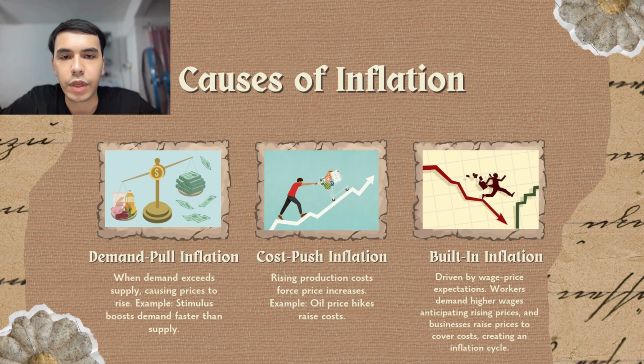So to summarize, inflation is caused by various factors. Demand-pull inflation occurs when demand exceeds supply. Cost-push inflation results from rising production costs, and built-in inflation stems from expectations of rising prices. Understanding these causes is crucial for policymakers and economists as they work to manage inflation and maintain economic stability. Recognizing the signs of these inflationary pressures helps us adapt and respond effectively.